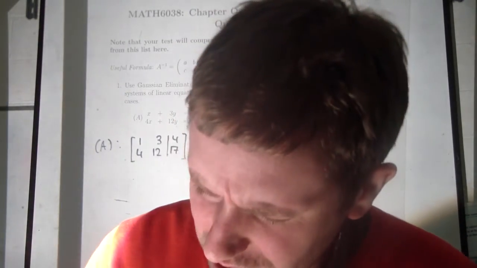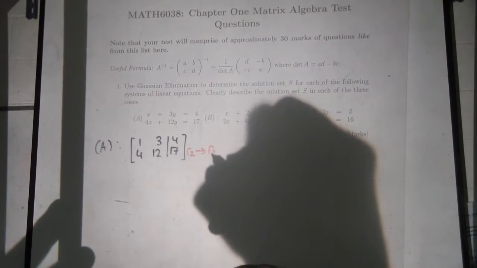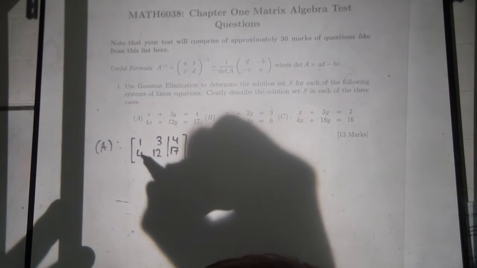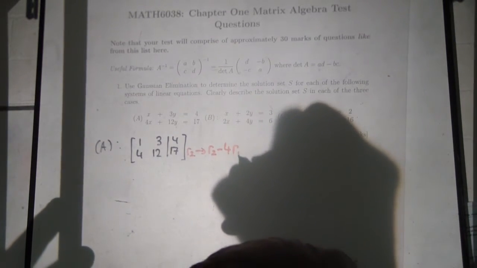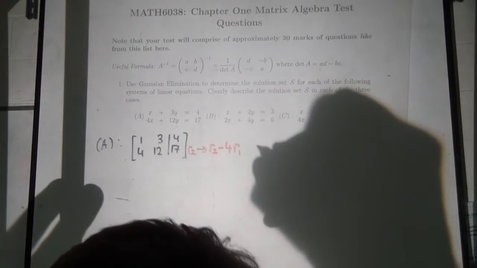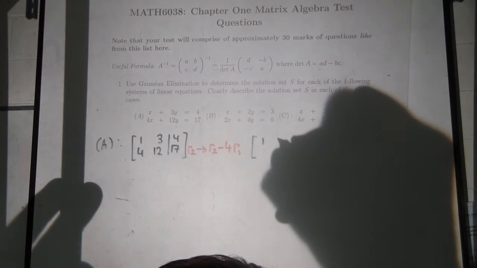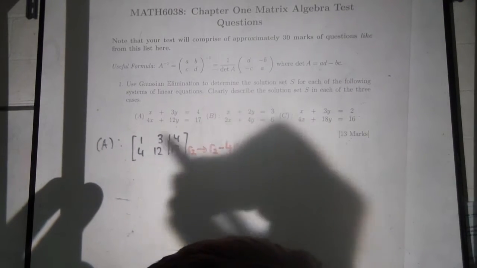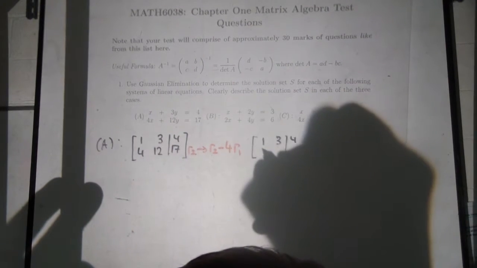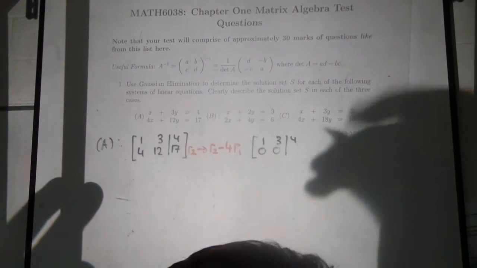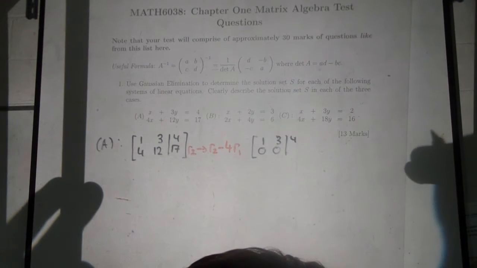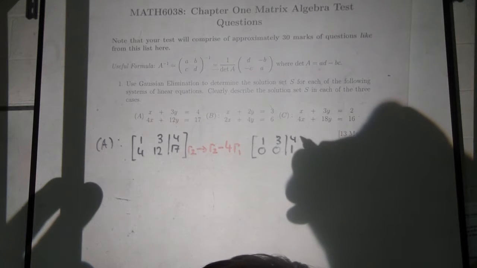So we have the 1. What I want to do next is turn this 4 into a 0. How am I going to do that? Minus 4 times row 1. Spot on. So you do 4 minus 4 times 1, that will turn into 0. So you do row 2 minus 4 times row 1. Row 1 is fine: 1, 3, 4. And we get 4 minus 4 times 1 is 4 minus 4, which is 0. 12 minus 4 times 3 is 12 minus 12, which is 0. And 17 minus 4 times 4 is 17 minus 16, which is 1.